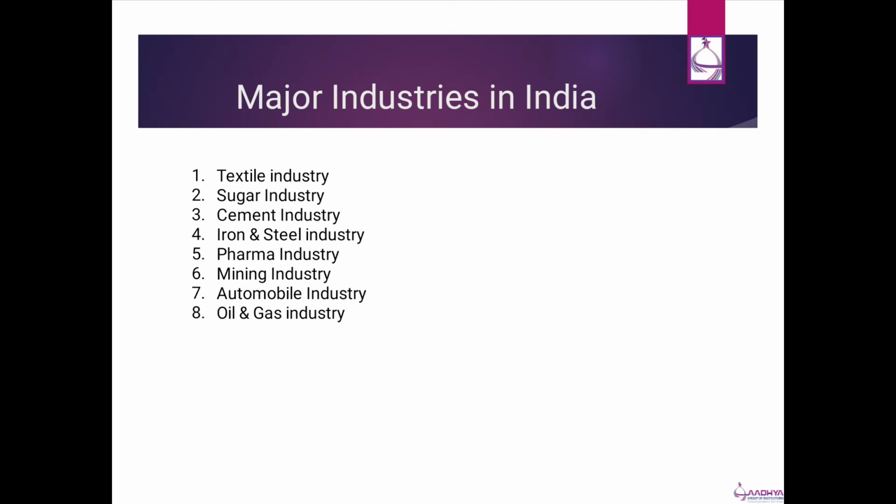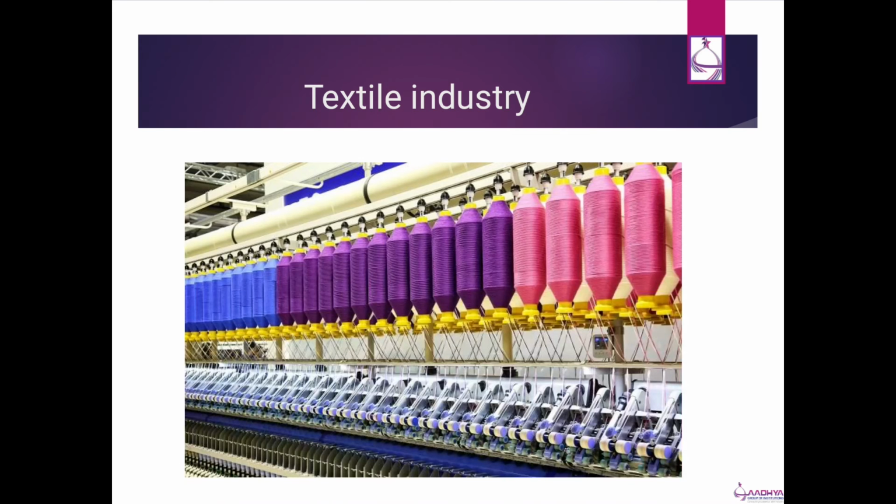Now, if we are talking about the major industries in India, basically we have the textile industry, sugar industry, cement industry, iron and steel industry, pharma industry, mining, automobile, and oil and gas industries. The textile industry, as we know, is purely an agro-based industry. Whether it's cotton or jute, we get it all from agriculture. This industry plays a vital role in India's GDP, and the majority of textile industries are located in Gujarat and nearby areas.